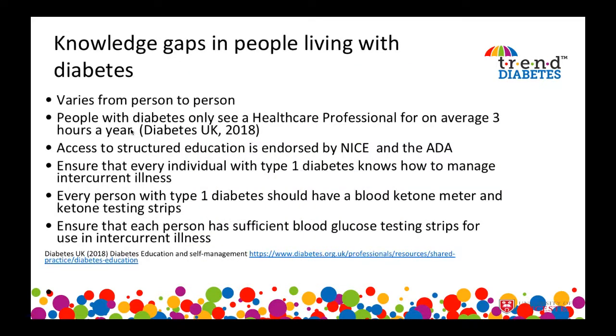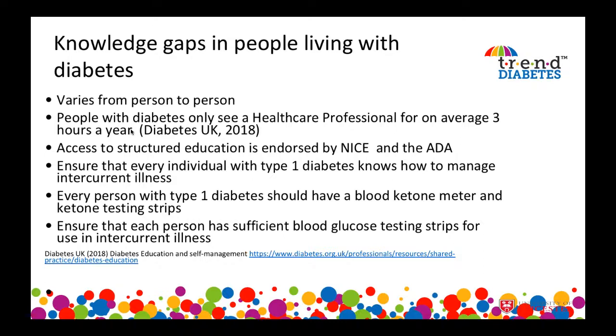So do people with type 1 diabetes always know how to manage intercurrent illness? Well, no, not everybody does. It depends, it's a bit of a geographical thing as to how much information people have. It varies from person to person. Somebody with diabetes might only see a healthcare professional for about 3 hours a year. And if you think of the COVID crisis, they're not even doing that at the moment, are they? And we've been going on three to 4 months with that.